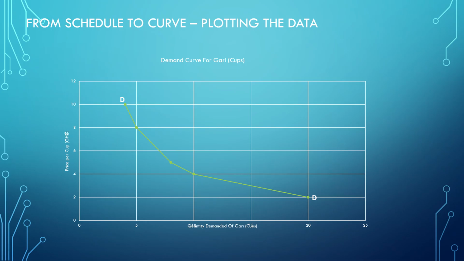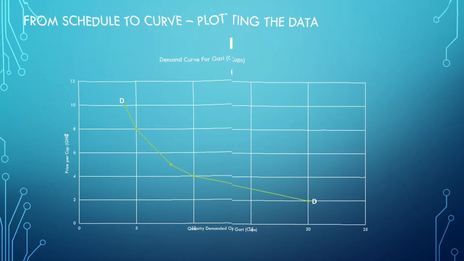Why is the demand curve useful? Because it shows the overall trend and pattern at a glance. You can see immediately that there's an inverse relationship between price and quantity. The demand curve is one of the most important tools in economics. It helps us visualize and understand market behavior.